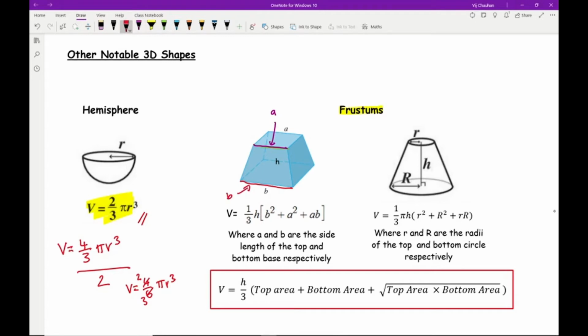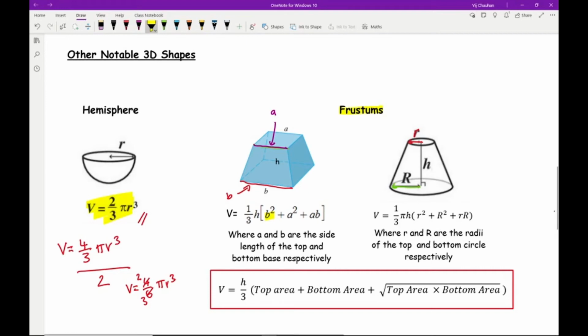And when we move on to the cone frustum, here we've got r as the radius of the top circle, and capital R as the radius of the base circle. And then we've got the formulas here. As you can see, there are very strong links between the two. If you look at the brackets, they are exactly the same. So b squared is the bottom length, and again the bottom radius here when dealing with circles. a is related to the top shape, which again is an r on the cone, and then we've got the multiplying of the two.